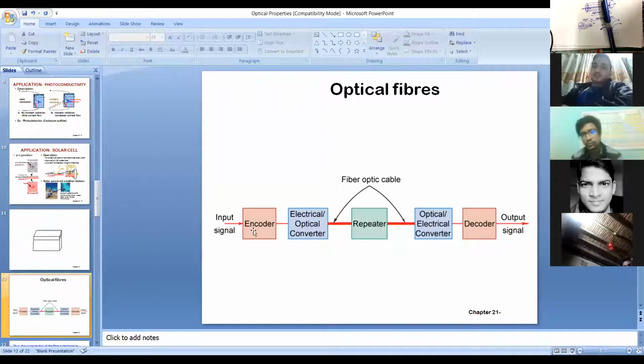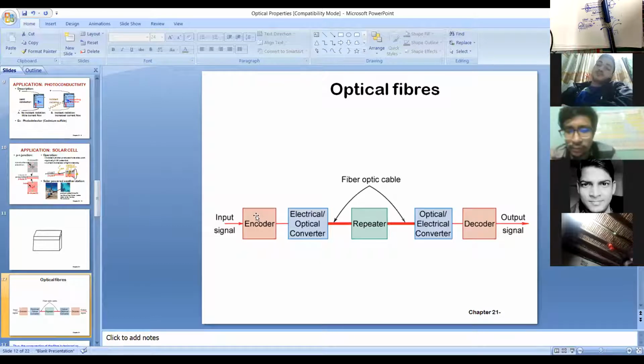So if we see now here, input signal encoder, electrical to optical converter. Actually, input signal, what is input signal? What is optical fiber? You have written, this is an input signal. And encoder means 0, 1, 0, 0. For every letter, there are 8 zeros and ones in different permutation combination. So this is called encoder.